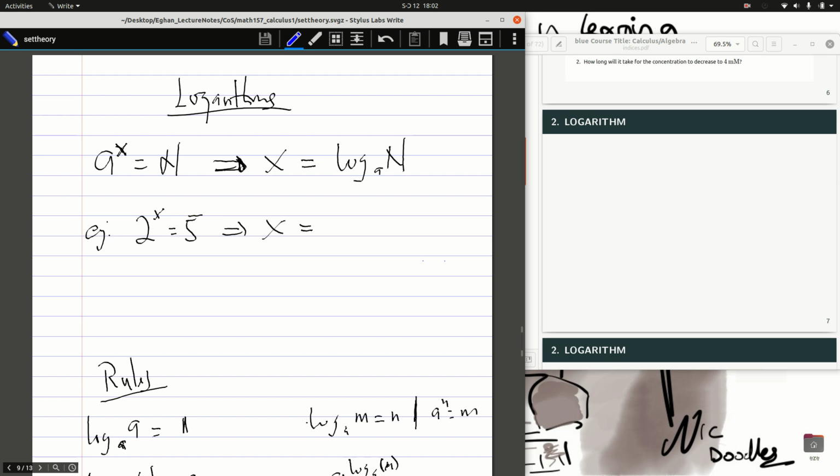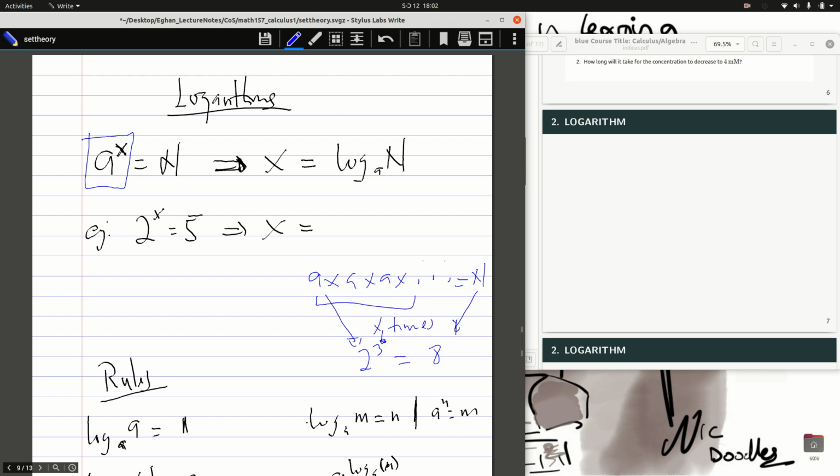We looked at indices in the previous lecture video, and we got to appreciate indices written this way. We said this means I can multiply a by itself x times to give me some number n. So 2 to the power 3 means I'm multiplying 2 three times to give me 8. N is known, a is known, and then x is this 3.